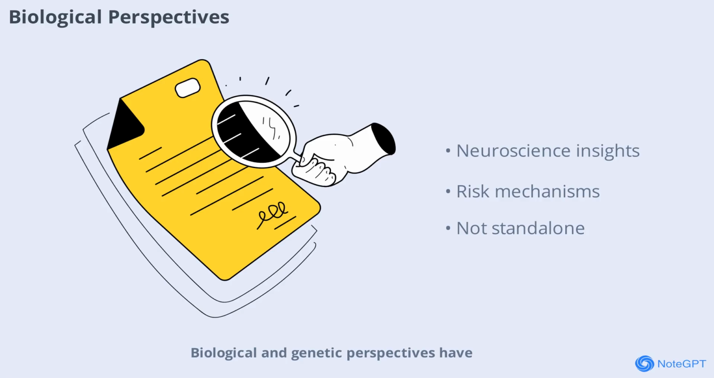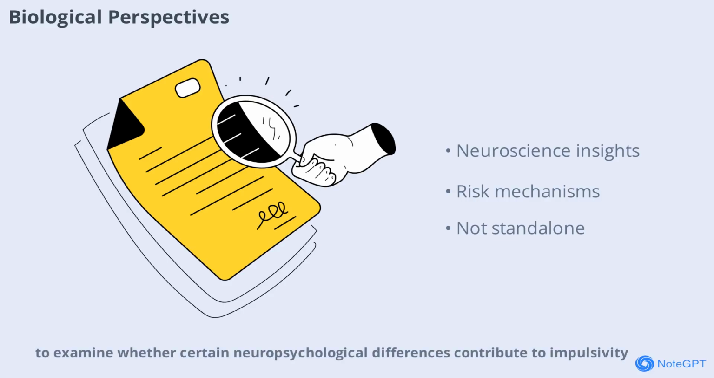Biological and genetic perspectives have gained renewed attention in recent years. Advances in neuroscience and behavioral genetics allow us to examine whether certain neuropsychological differences contribute to impulsivity, poor decision-making, reduced empathy, or heightened aggression. These perspectives help identify risk mechanisms that are hard to observe behaviorally and can inform tailored interventions, but they are not standalone explanations for crime.